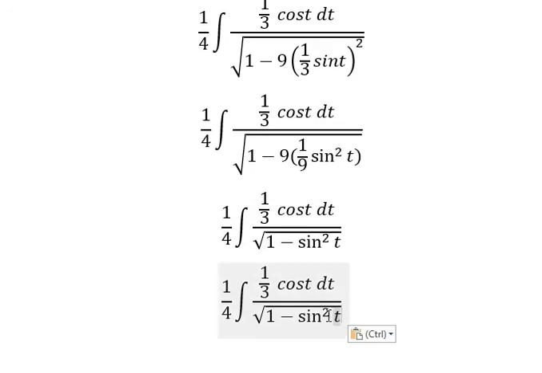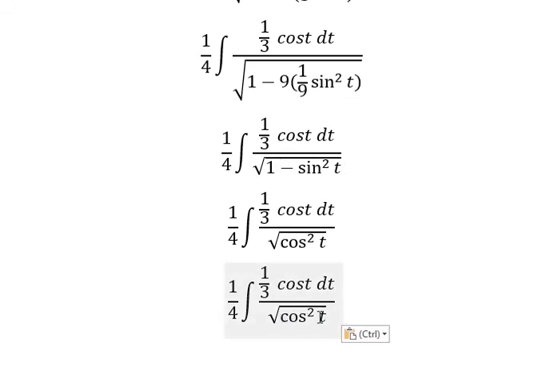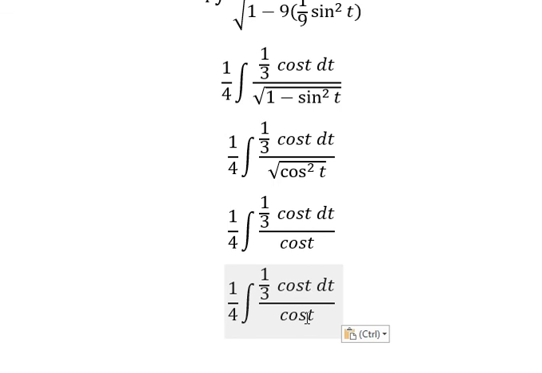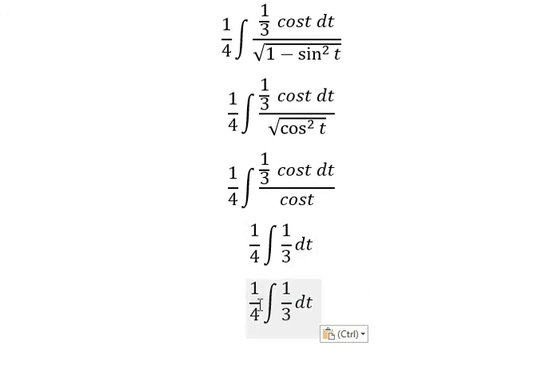One minus sine t square, we change to cosine t square. The square root of cosine t square, we change to cosine t. Cosine t, we need to simplify, and you get 1 over 3 dt. Number 3 and number 4, we have 1 over 12.